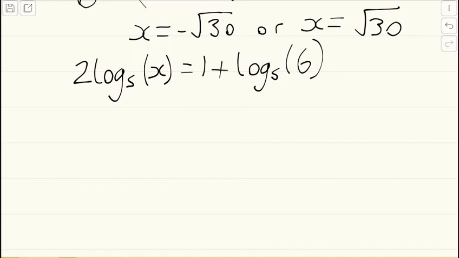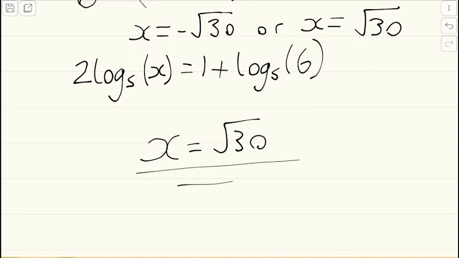Notice how if x were equal to minus the square root of 30, you'd end up having 2 times log to the base 5 of minus the square root of 30. Now, if you type this in your calculator, you'll actually get an error, okay? Because the logarithm can't actually take negative numbers. So what we end up noticing is that the only solution is going to be x equals the square root of 30 for this particular example.